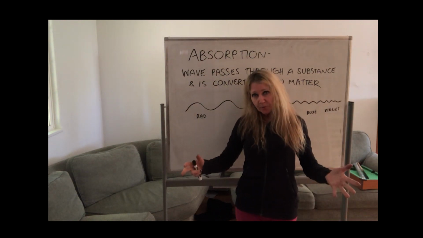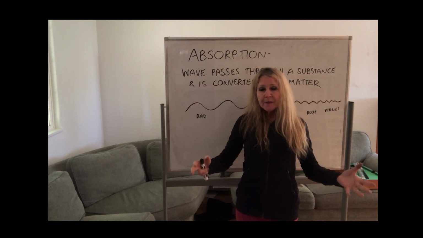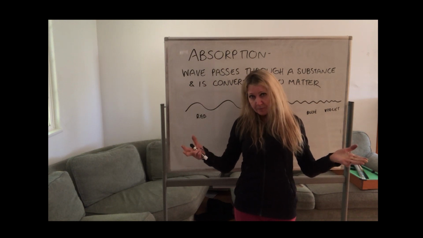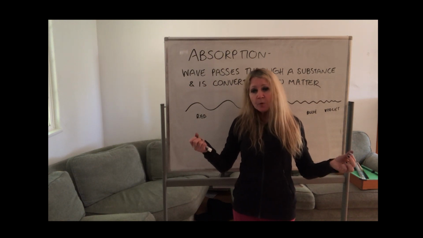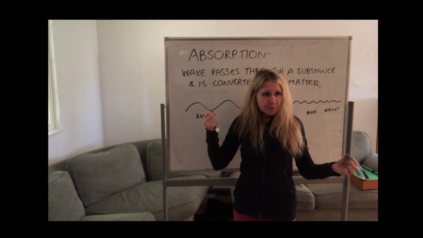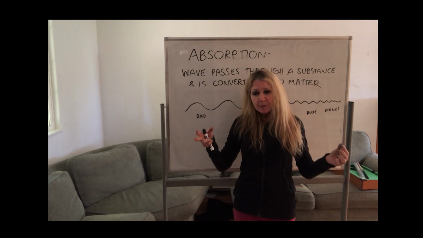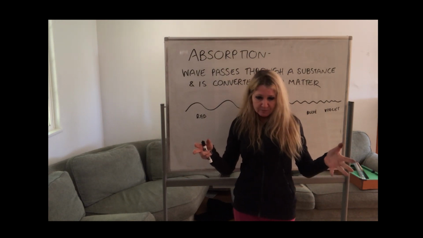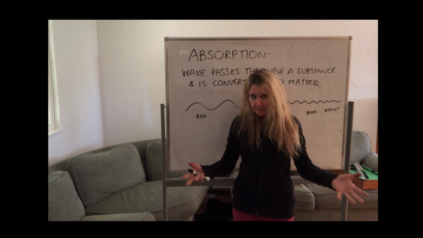But dark colors absorb more of the light. So dark colors absorb more light. And when they absorb more light, that means the light waves are going to be converted to other forms of energy, such as heat.